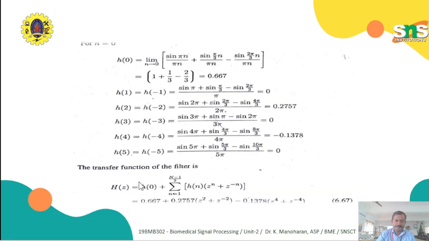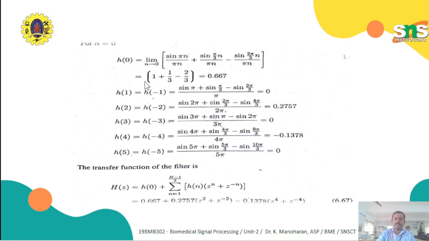You can see that. So for n equal to 0, h of 0 equals, I am using the limit method here, limit n tends to 0, so we need to take the expression sin of n pi divided by n pi plus sin of n pi by 3 divided by n pi plus sin of 2 pi n by 3 divided by n pi. So we can use this limit n tends to 0 formula. Once you substitute it, we get 1 plus 1 by 3 minus 2 by 3. These are the actual values. So we combine it, we get a final result of 0.667. So this is for h of 0.